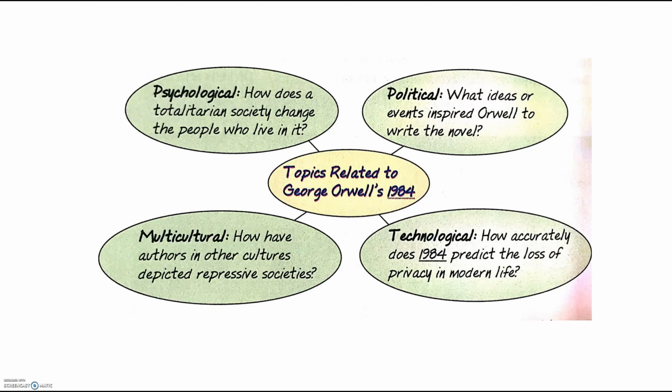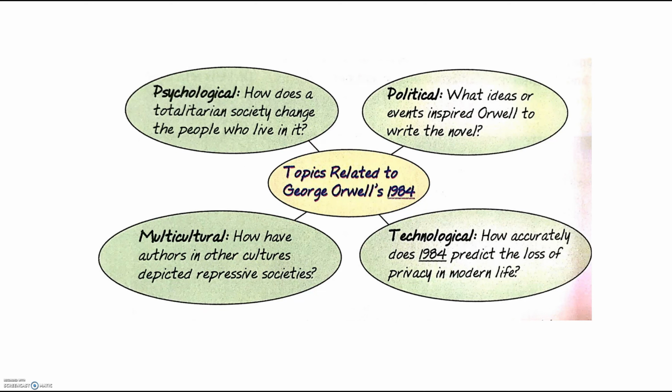Political lens, however, talks about politics. In relation to George Orwell's 1984, again, a political lens would be what idea or event inspired Orwell to write the novel. So, the political turmoil that ensued that caused him to write would be you critiquing that novel with a political lens.